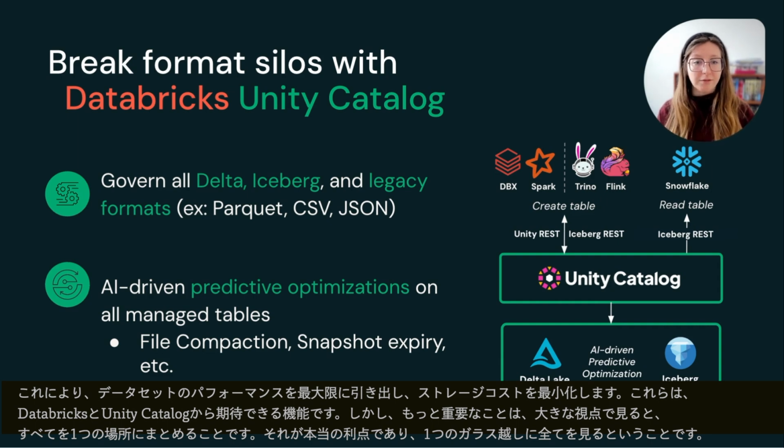So these are the kinds of features that you can expect from Databricks and Unity Catalog. But I think more importantly, thinking big picture, is having all of this stuff under one roof. That is the real benefit, having that single pane of glass.